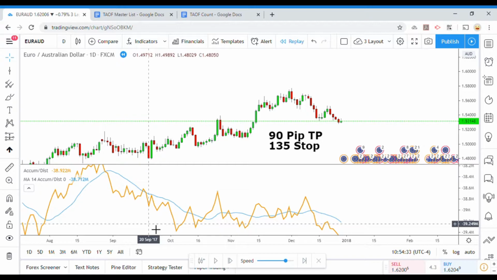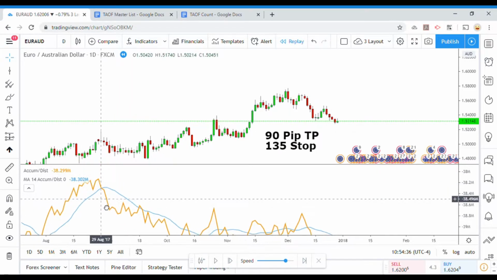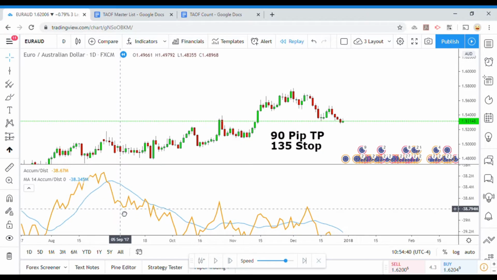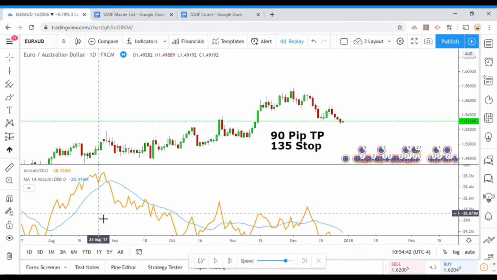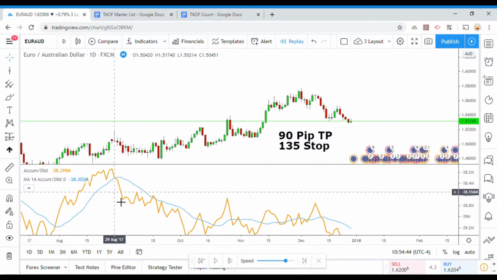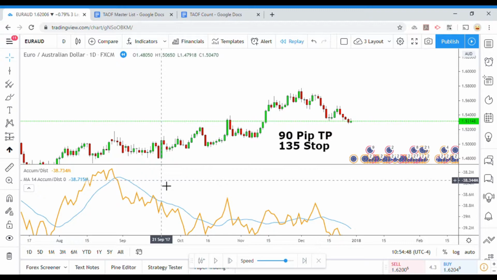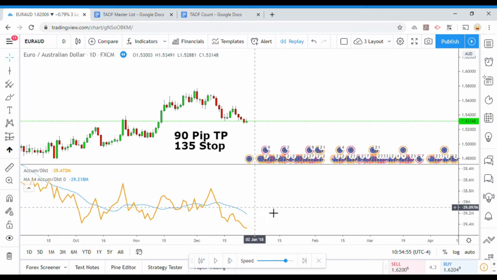Obviously you have the faster line, which is the accumulation distribution, and the slower line, which is our standard moving average. When the accumulation distribution line crosses up above the moving average, that is a buy signal. When it crosses below the moving average, that is a sell signal.